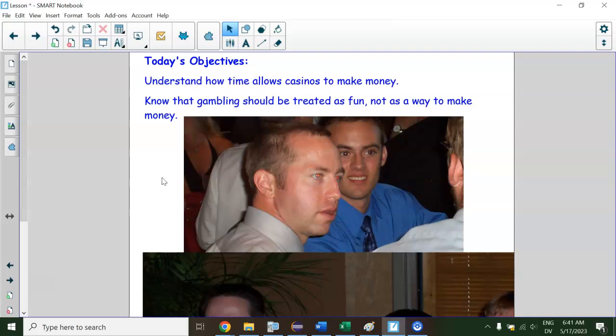That being said, even though I'm a math teacher, I definitely have played at the casino and done some gambling before. The key I want you to take away from this is that it can be like any other fun activity. You spend money to go to a movie or go out to eat. The casino should be treated that way, not as a means of making money.